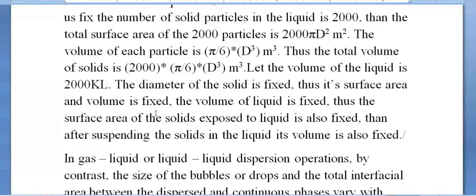Thus the surface area of the solids exposed is fixed. Then after suspending the solids in the liquid, its volume is also fixed. Because remember one thing, when you pour liquid into the reactor and add solids which are not dissolving in the liquid, there will definitely be a rise in the liquid level. That is the reason why he gave us the value of 2000 kiloliters. Once you add the solids, there can be an increase in the volume, but after increasing also, throughout the entire process, it remains constant. Remember this. Next one.